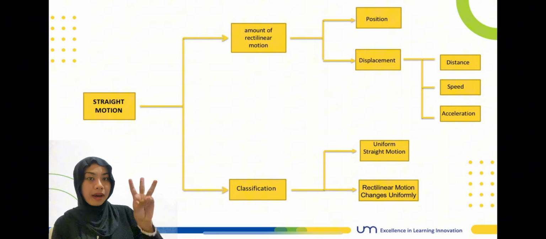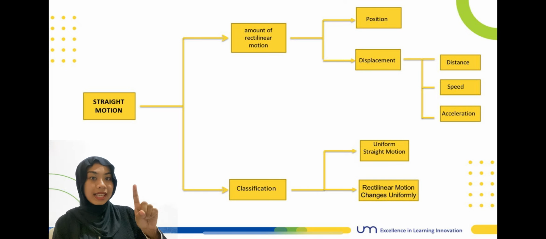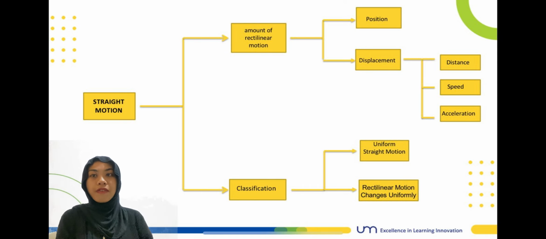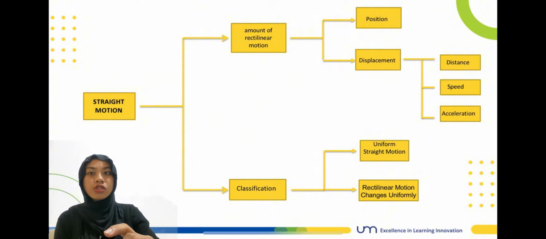Displacement is divided into 3 parts. The first is distance, the second is speed, and the third is acceleration. Distance is defined as a quantity that shows the total length of the path traveled by an object during rectilinear motion. Distance is a scalar quantity, which means it does not take into account the direction of movement, only the total length of the path.